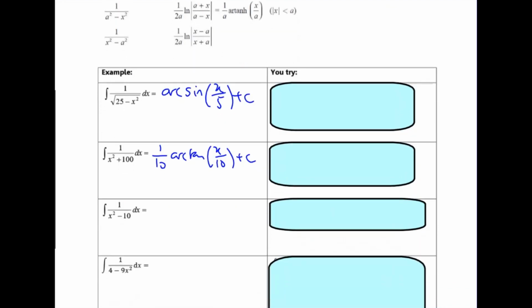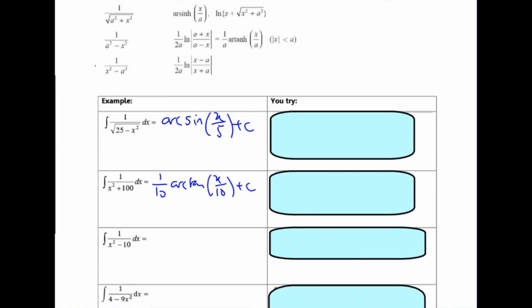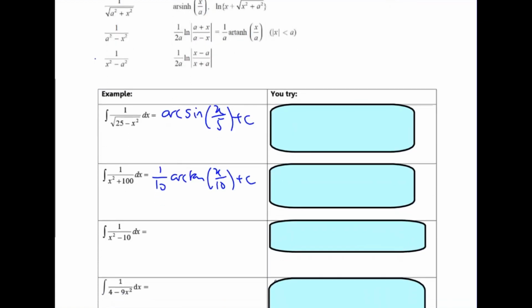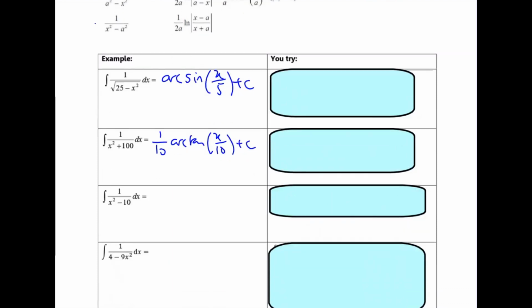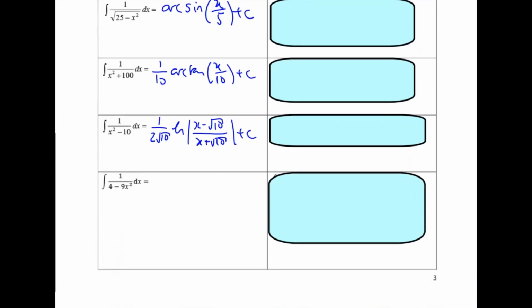Third one, I've got 1 over x squared minus 10. So I want one that doesn't have a root on it and has positive x squared minus something else, which is this last one down here. What I notice here is that a squared is 10, so this time a is root 10. So writing down my result for this one, that's 1 over 2 root 10 ln of x minus root 10 over x plus root 10, plus c. You could rationalize the denominator on the coefficient at the front, but you don't need to.